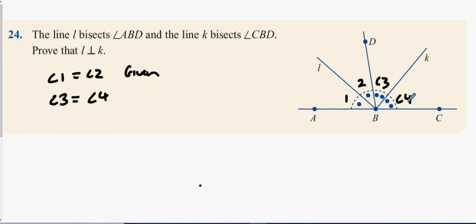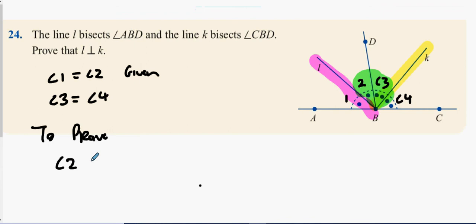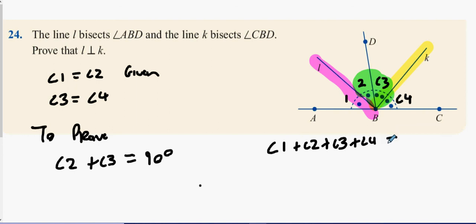Well, yeah, that should be easy enough. So what I want to prove is that this angle here is 90 degrees. L and K are perpendicular to each other. So I want to prove angle 2 plus angle 3 equals 90 degrees. Well, here's what we can start off with. Angle 1 plus angle 2 plus angle 3 plus angle 4 equals 180 degrees. Reason being, right angle.